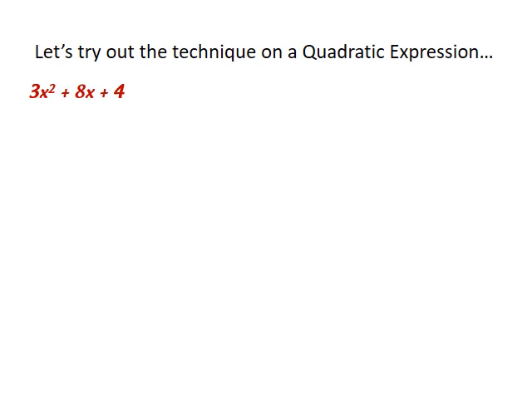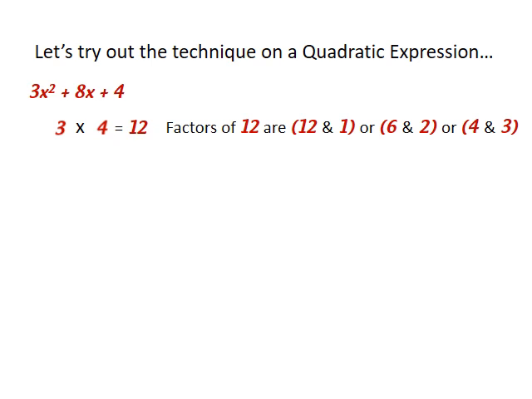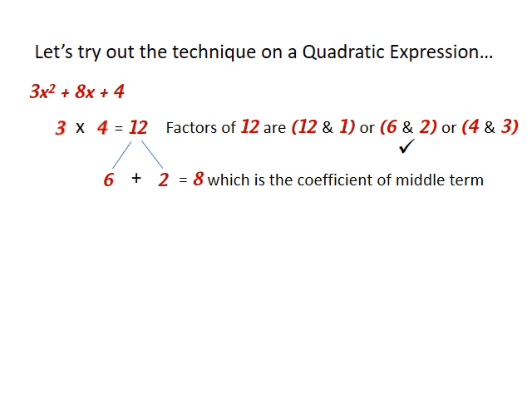So let's try out our new technique on one of the quadratic expressions, 3x squared plus 8x plus 4. So now you start telling me the steps one by one. So what do we do as the first step? Take the coefficient of x squared and the constant, multiply that, find the product, and then find the factors of the product. And which set of factors do we choose? We choose the ones whose addition gives us the middle term. So we choose 6 plus 2 because 6 plus 2 gives us 8, which is the coefficient of the middle term.